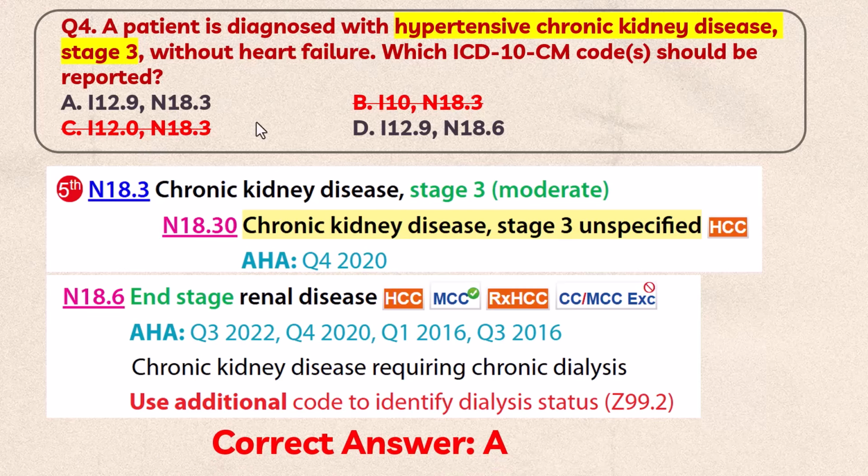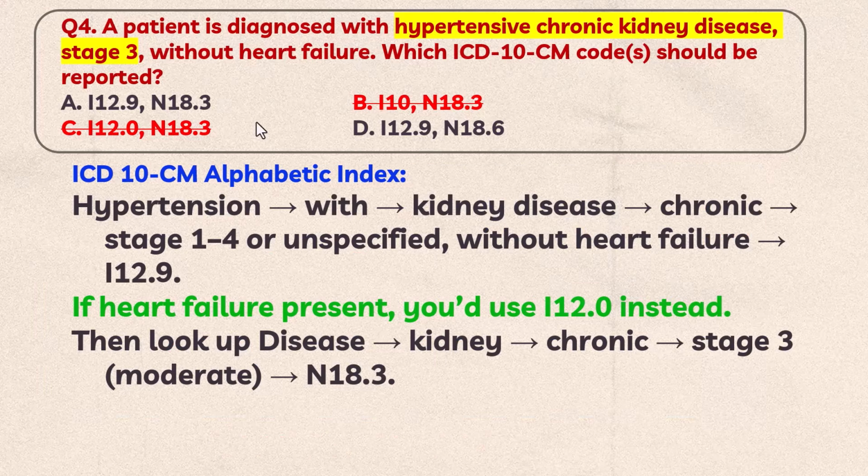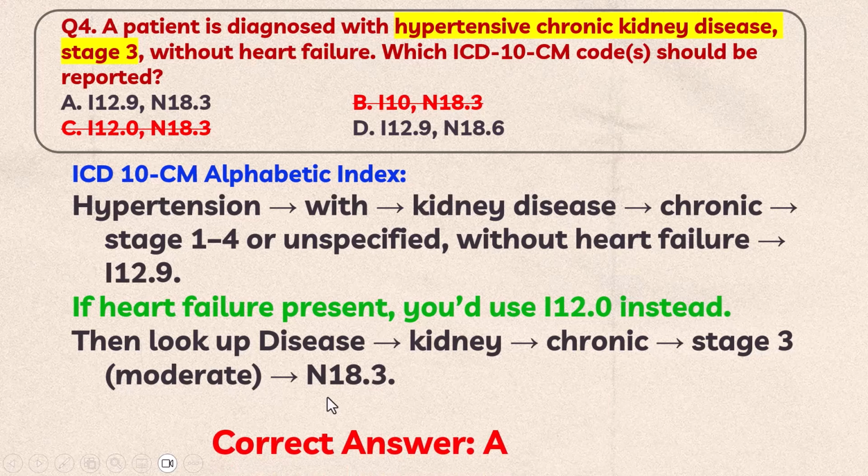So if you're using the ICD-10-CM alphabetic index, first you have to go to hypertension, then the subcategory of with kidney disease, then go to chronic, then it will lead to stage 1 to 4 or unspecified without heart failure. So it will lead to the code I12.9. If heart failure is present, you would use the code I12.0 instead. Then look up the disease. There you will get kidney, then chronic, then stage 3, that is moderate. It will lead you to the code N18.3. So the correct answer will be answer A.